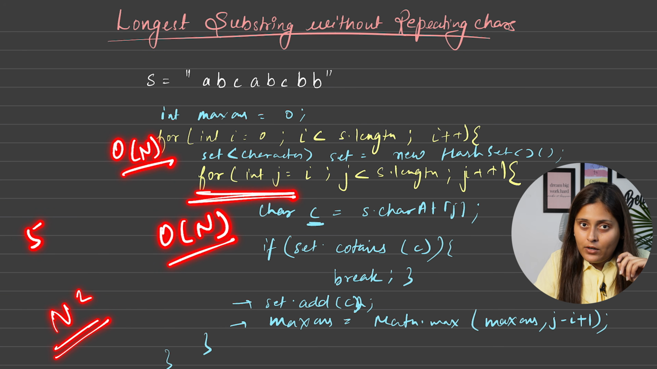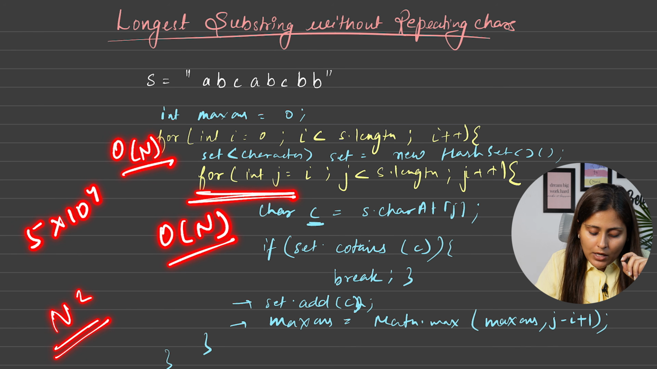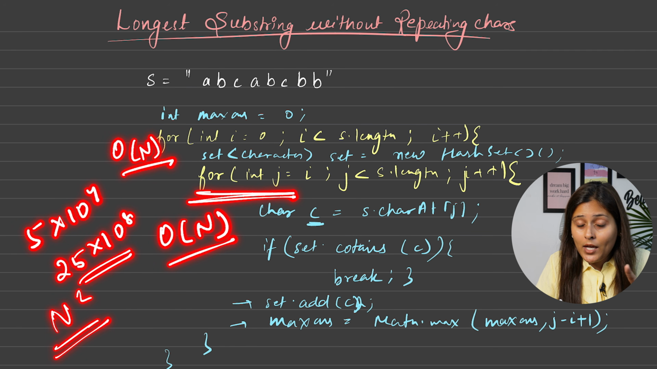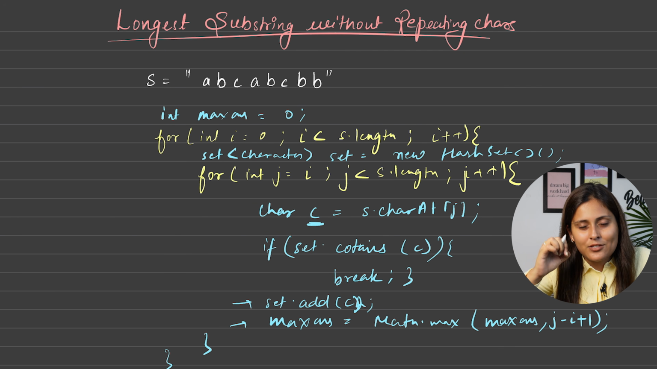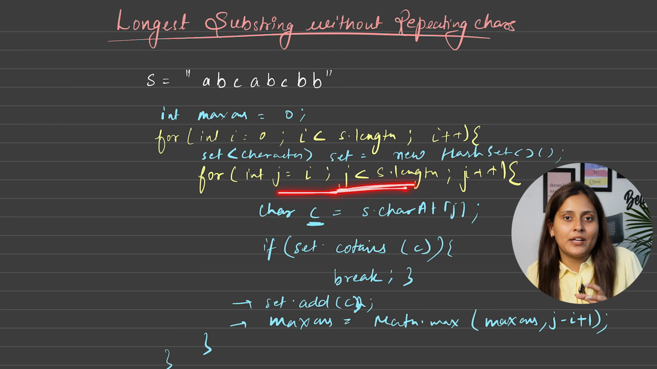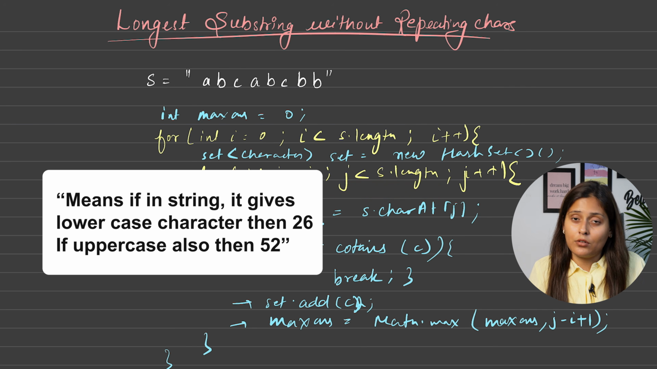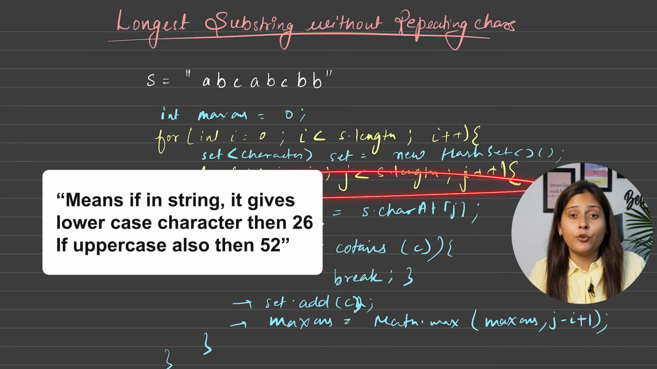So n was 5 into 10 power 4, so n square will become 25 into 10 power 8, and this will definitely give you TLE. Okay, but if you see this more closely, because this is a string, whenever we are talking about strings and iterating on unique characters, the characters are what, 26. So hence in the worst case also this inner loop will run for 26.